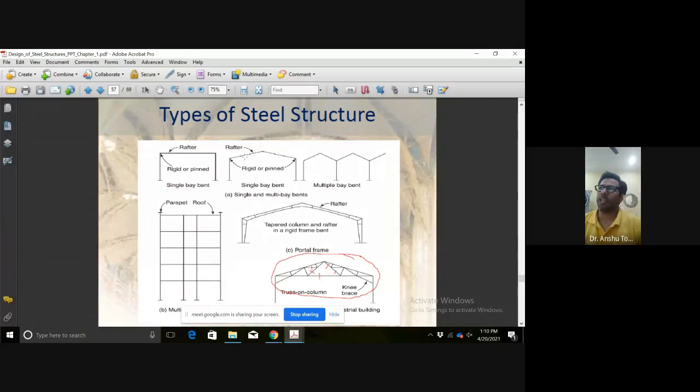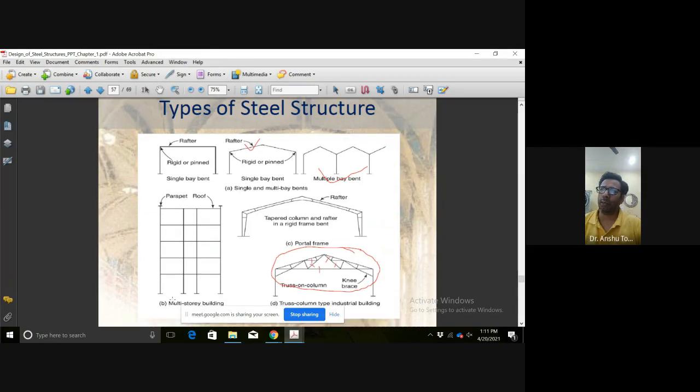This is a combination. This is called a raft. This is a multiple bay bent, and if you are using it for multi-story buildings, the nomenclature is the same: column and beam. Slab is never used in structural steel. It is always of concrete.